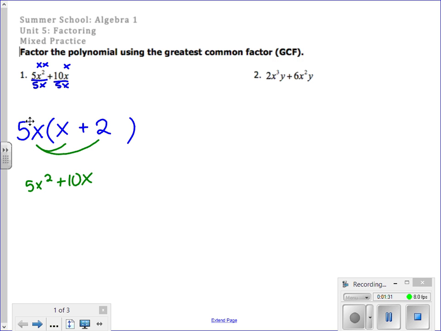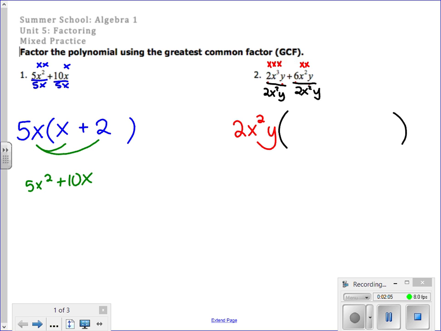Number 2, factor by GCF. Here's a lot of terms, so we're going to take it one step at a time. Between 2 and 6, I have a GCF of 2. Between x cubed, which is 3 x's, and x squared of 2, I have 2 x's in common, x squared. And there's a y, one y, in each term. So my GCF is 2x squared y. I'm going to go ahead and divide each term by 2x squared y.